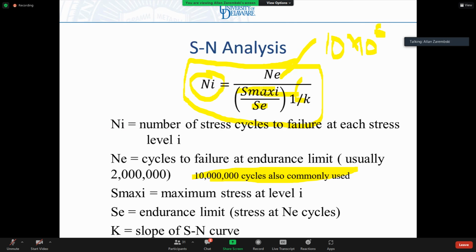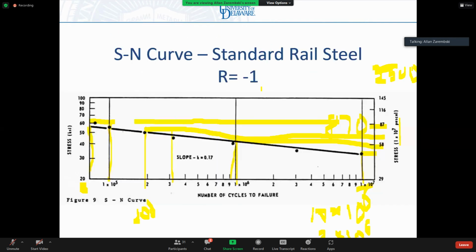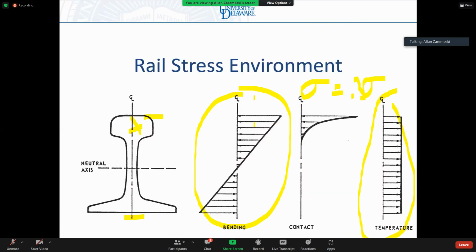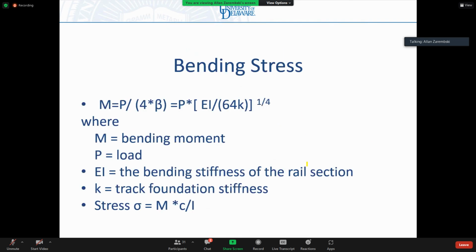Now, what's critical is what S am I going to use? My S is the combination of bending stress, longitudinal component of the contact stress, and thermal stress. The bending stress we get from beam on elastic foundation theory. If we're dealing with a single axle, the maximum moment is P over 4 beta, and the stress is MC over I. We went through this already. Hopefully you have all done this in the practice exam by now.